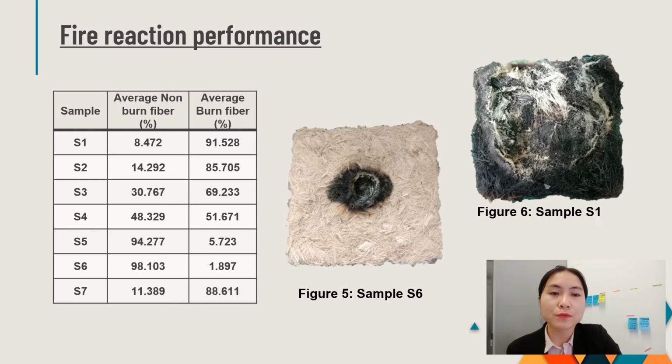Next is the fire reaction performance of the sample. As we can see in the table, sample 6 has the highest average non-burn fiber percent, which is 98.103%, and the average burn fiber percentage of this sample is only 1.897%. Sample 1 has the highest average burn fiber with 91.52%, and the average of non-burn fiber is only 8.472%. As we can see here also, for the current insulator sample, which is S7, the non-burn fiber is only 11.389%, while the average of burn fiber is up to 88%.